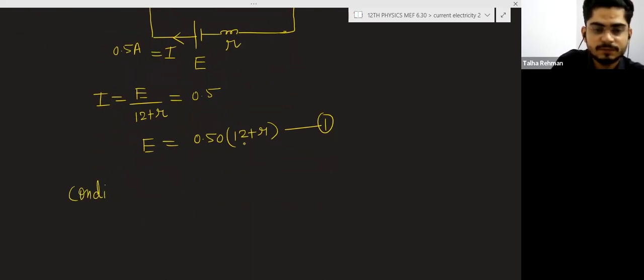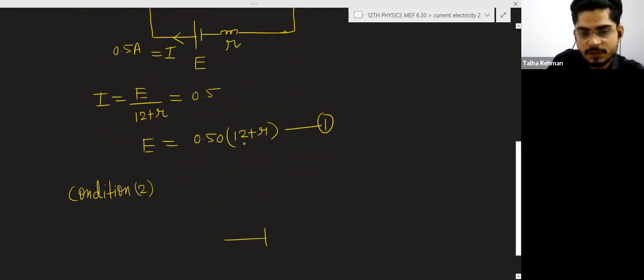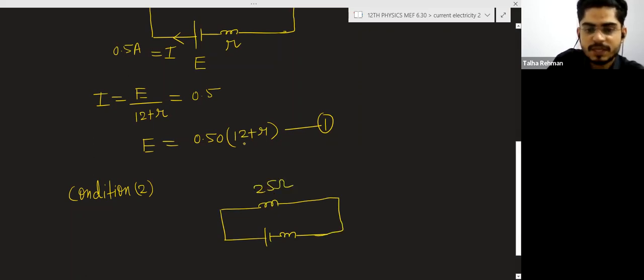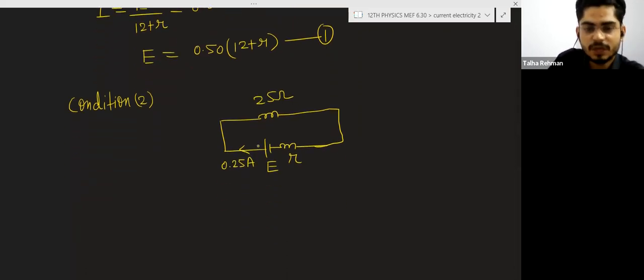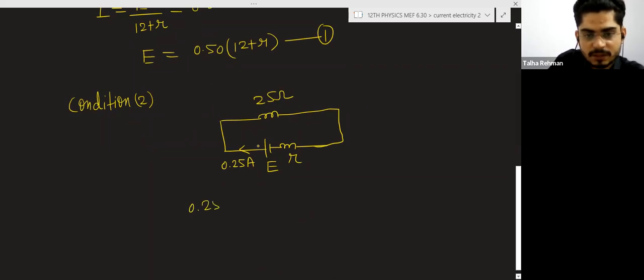you will get that the same cell or same battery is connected with a resistance of 25 ohm, external resistance, and this time the current is 0.25 ampere. So just write the equation for the current. Current is EMF divided by the total resistance.